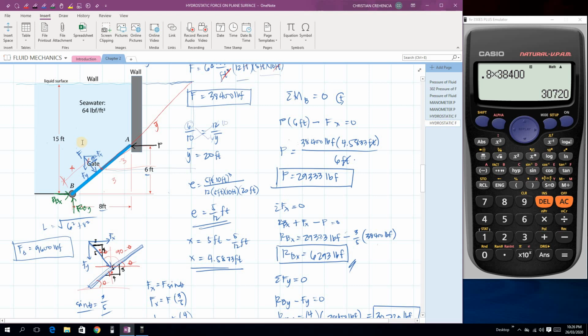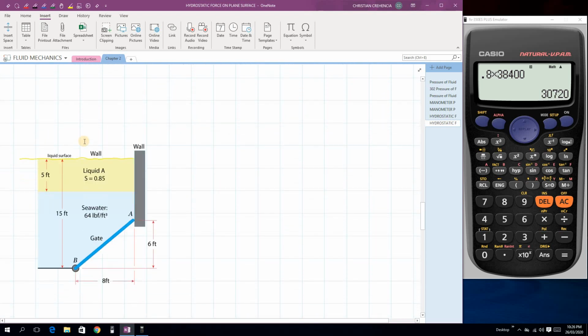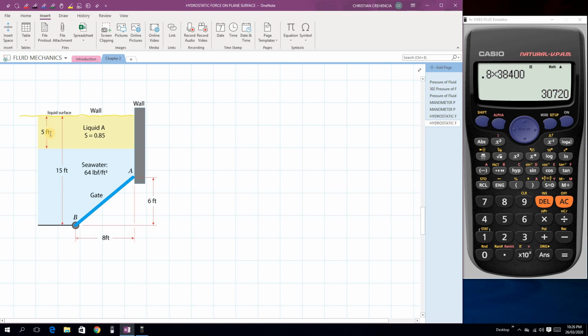So paano naman kung ganitong case? Okay. So yung 5 feet ng seawater, papalitan natin ng 5 feet ng liquid. So any liquid with specific gravity na 0.85. Okay. So paano naman yung magiging solution natin dito? Ang gagawin lang natin is i-convert natin yung liquid sa taas in terms of height nitong kung ano man yung nandito na nagsasubmerge doon sa gate natin. So in terms of seawater din.